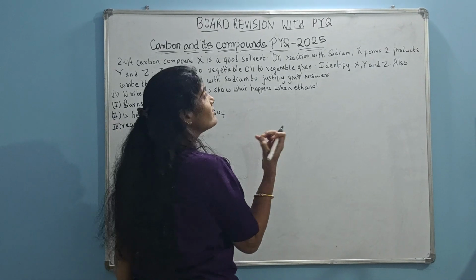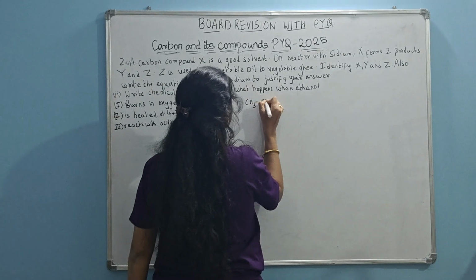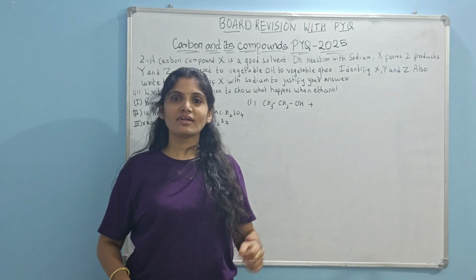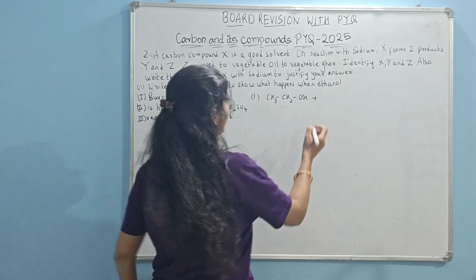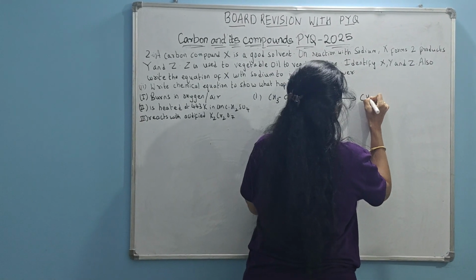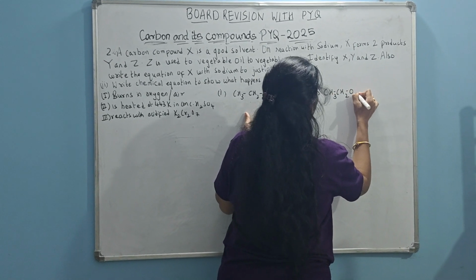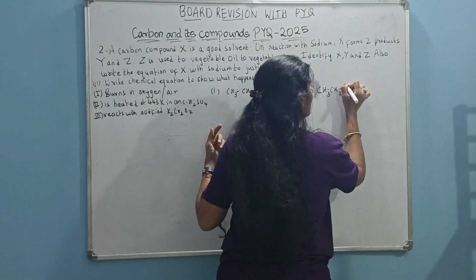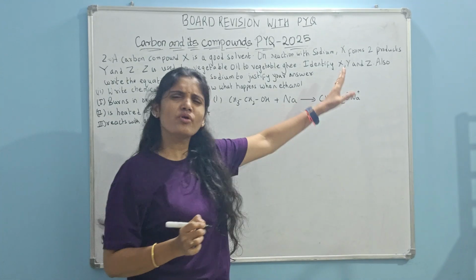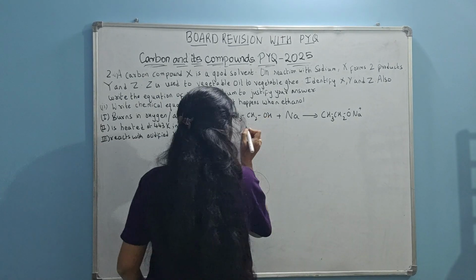On reaction with sodium, X, I am assuming X to be ethanol. So it is CH3CH2OH, and I am reacting it with sodium. Now it will give me sodium ethoxide, CH3CH2ONa. Now oxygen will have a negative charge here, so the metal sodium will have a positive charge. You need not write the charges, even then it is fine. I just want to show you this.